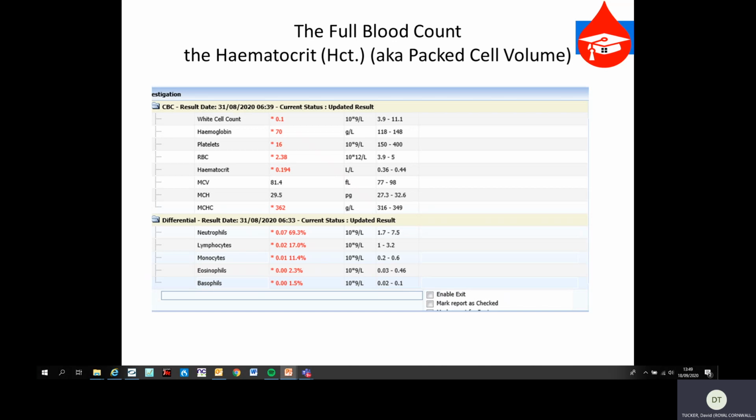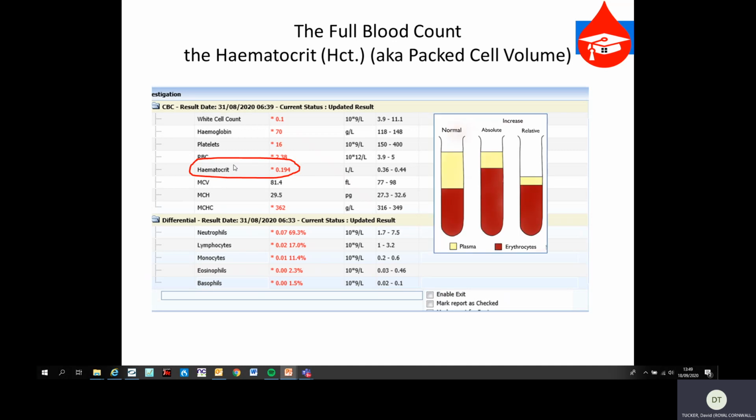Okay, so we're going to move on. We're moving on to the hematocrit. So the hematocrit is the amount of red blood cells in the sample. So we allow the test tube of blood to stand, or we spin it down so that the heavy stuff goes to the bottom, the light stuff stays at the top.